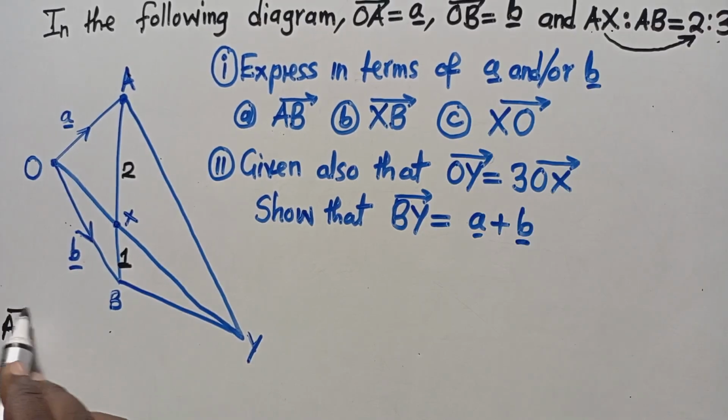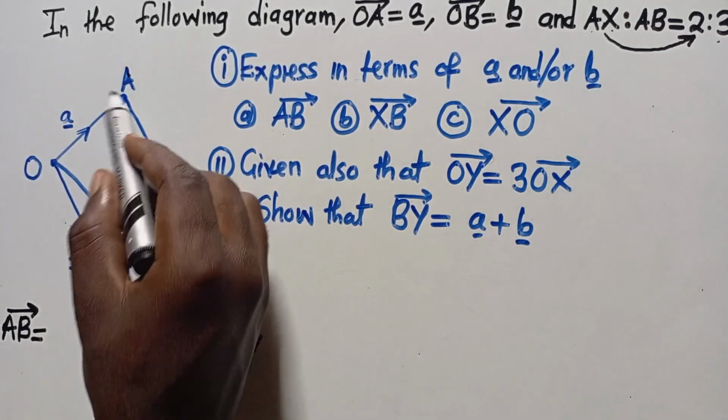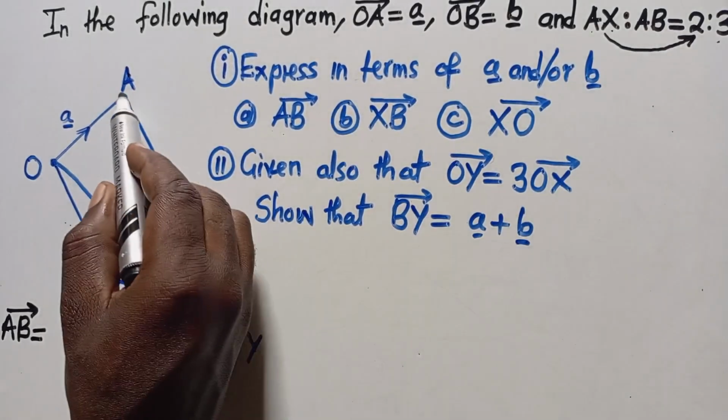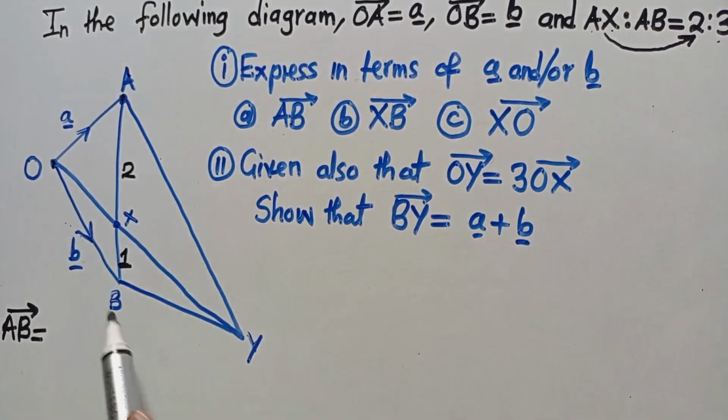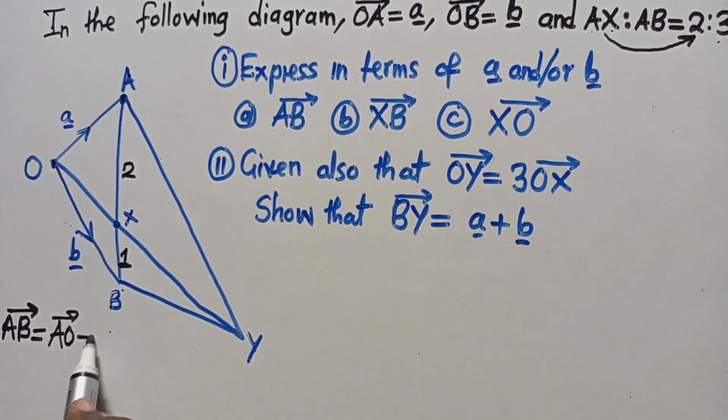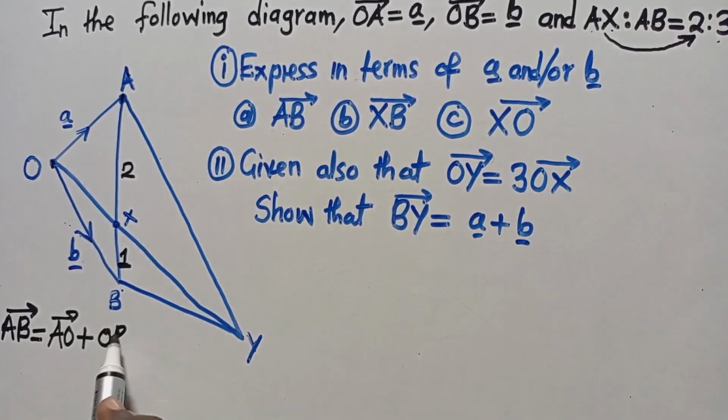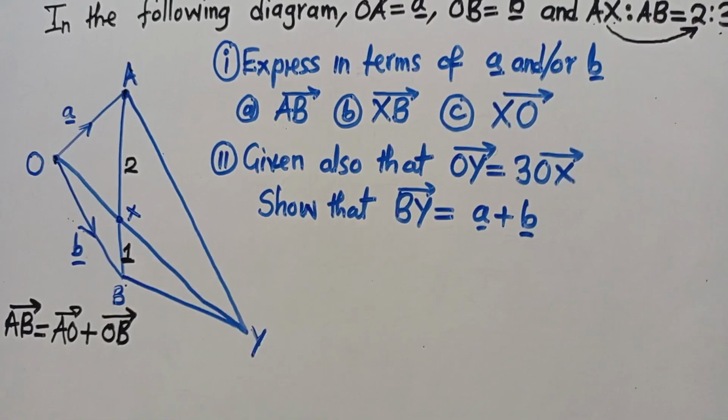You know that we need to move in a triangle way. So in this case, AB. How do we move? A, O, B. So we are going to move AO plus OB. We are going to move in this way. This is how we are going to move. I want you to get this, just like this.